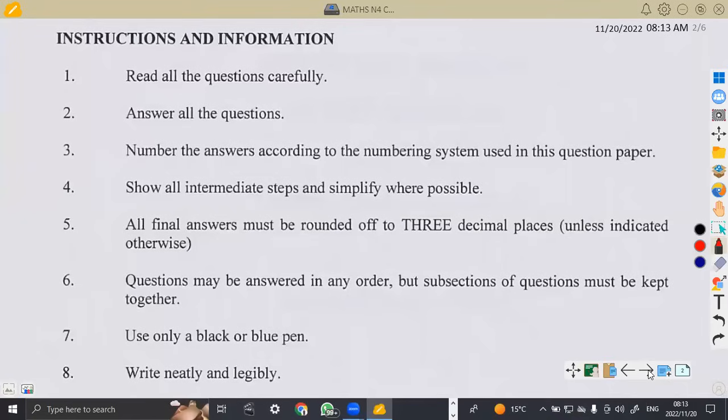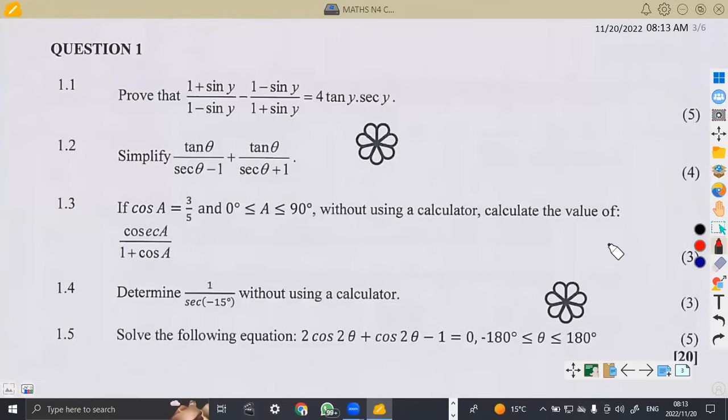First things, guys, make sure that you understand the instructions that you're given. Show all intermediate steps. Make sure that you simplify wherever possible, and give your answers to 3 decimal places, unless it is indicated otherwise in the question paper. But the rest of the instructions are clear. Okay, so the first question, we're given 20 marks, is on trigonometry.